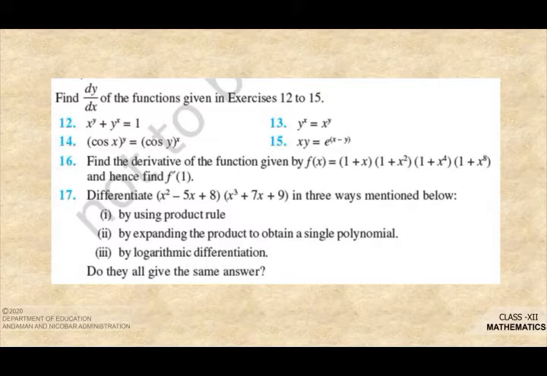Questions 14, 15, 16, 17 are the same type of question. You solve them, okay. And the rest of the questions before these are also your homework.